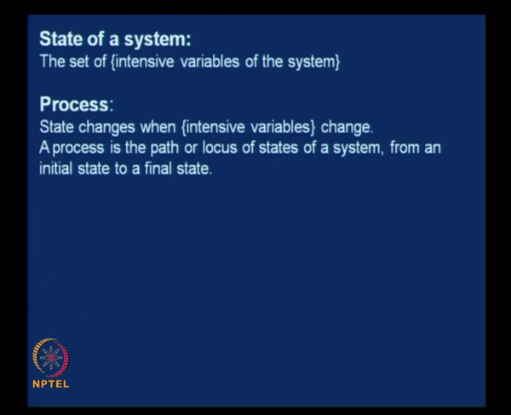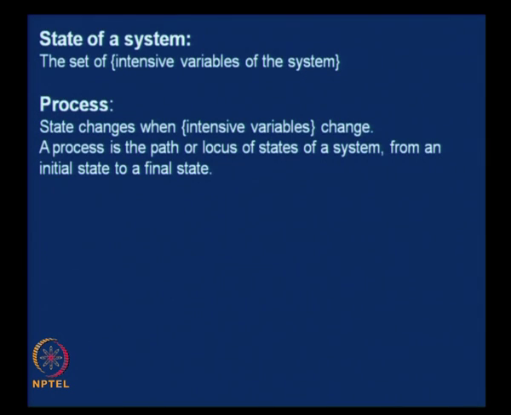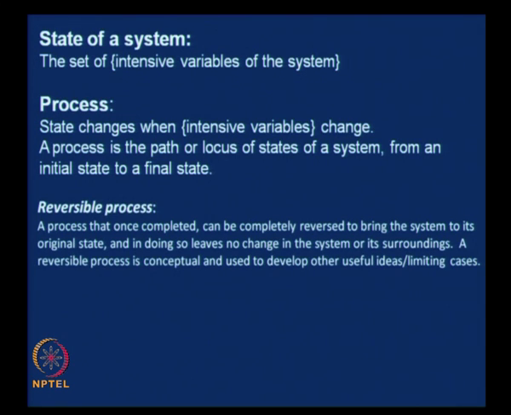Process is nothing but the path or the locus of the states of the system. For example, when the state changes, the state of the system changes, the set of intensive variables will change. As we have seen earlier, state is nothing but the set of intensive variables. The process is nothing but the path or the locus of states of the system, and typically it goes from an initial state to a final state. There could be many types of processes. We will look at a couple of them which are important.